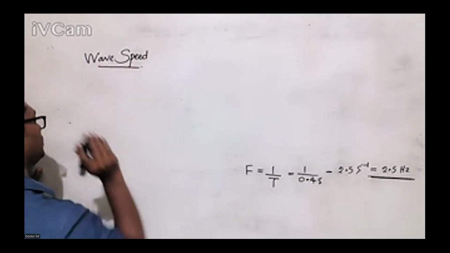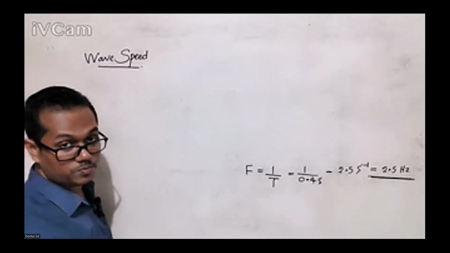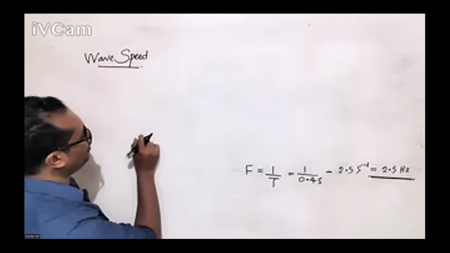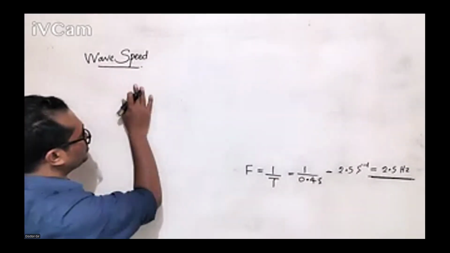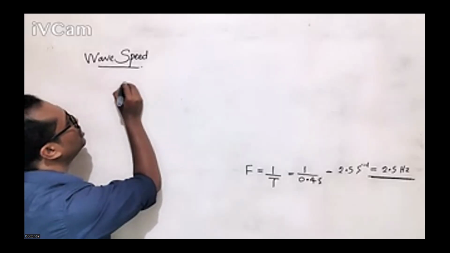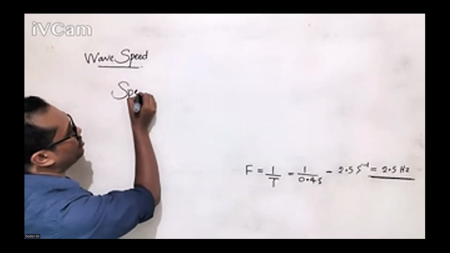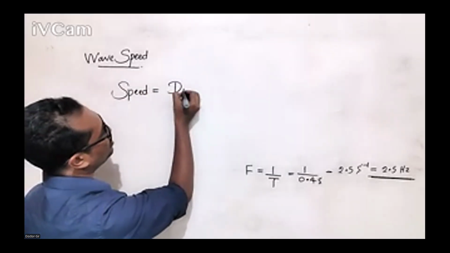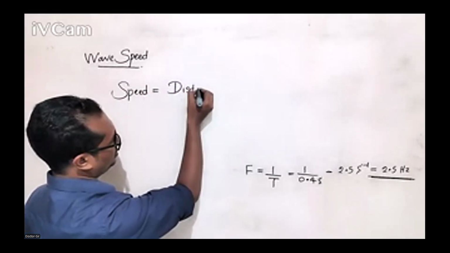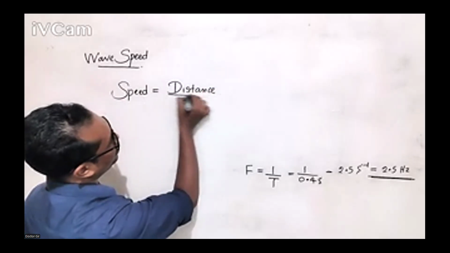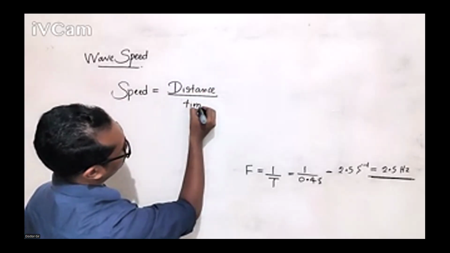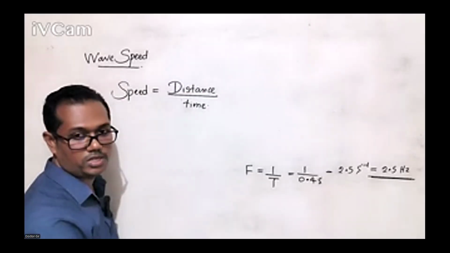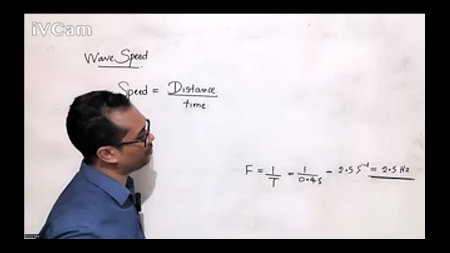Wave speed, the speed of the wave. Now we will take a formula for the speed. What is speed? Speed is equal to distance divided by time. That is the simple usual formula.